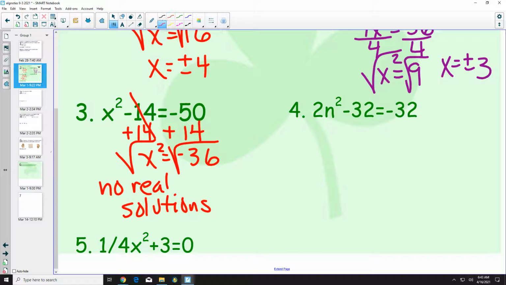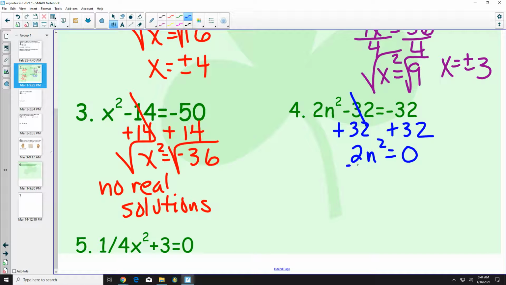All right, let's look at number 4. In your notes, write 2x squared minus 32 equals negative 32. Okay, our first step is to get x squared by itself. So we're going to add 32. Then we'll get 2x squared equals 0.